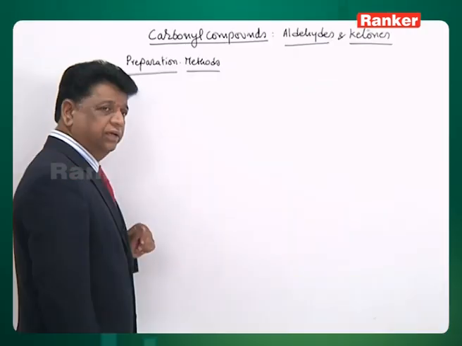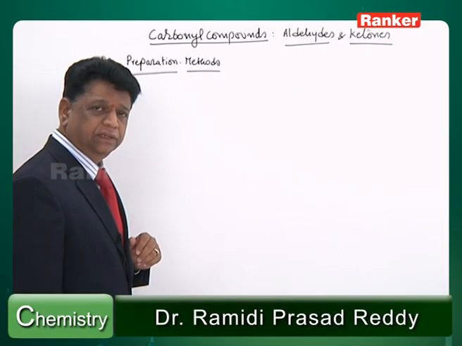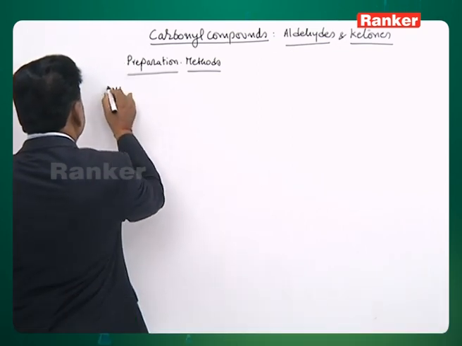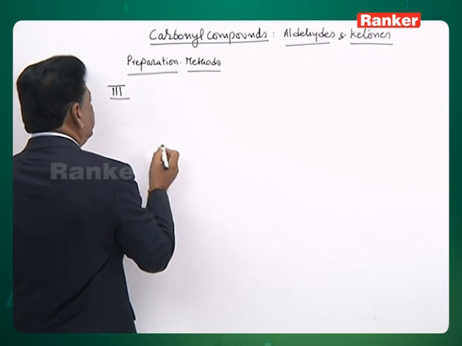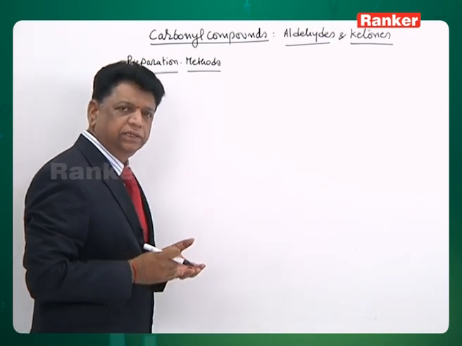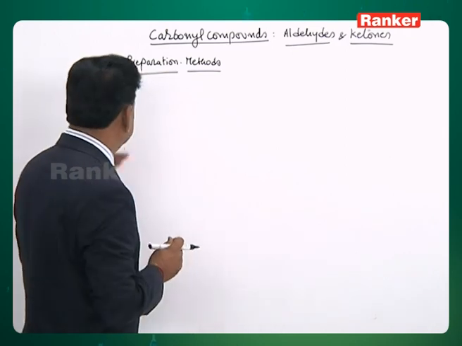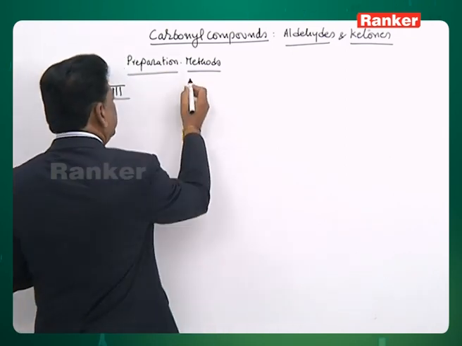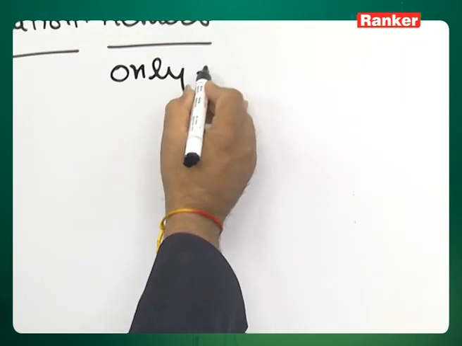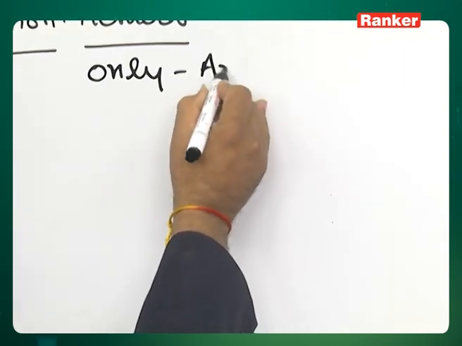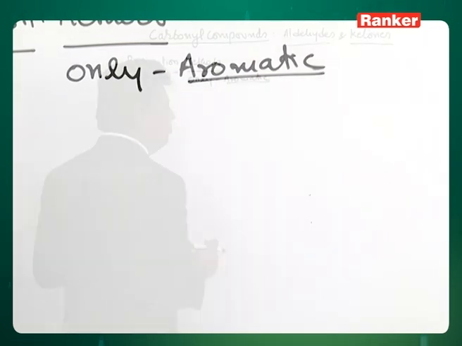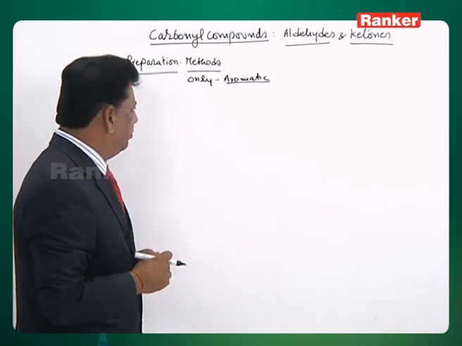So let's go for the continuation of the preparations. This is another method, the third method. The first two methods we have seen, the simple methods and the special methods. From the third method onwards, these are used only for aromatic compounds. Aromatic compounds we are going to prepare here.